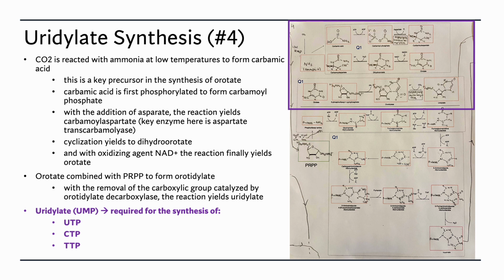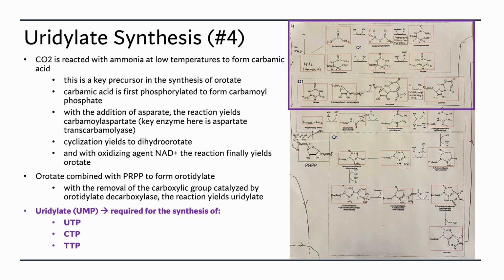Carbamic acid is first phosphorylated to form carbamoyl phosphate, and then with the addition of aspartate, the reaction yields carbamoyl aspartate, and the key enzyme here is aspartate transcarbamoylase. Next, cyclization of this intermediate yields dihydroorotate. And then lastly, with the help of an oxidizing agent NAD+, the reaction finally yields orotate.